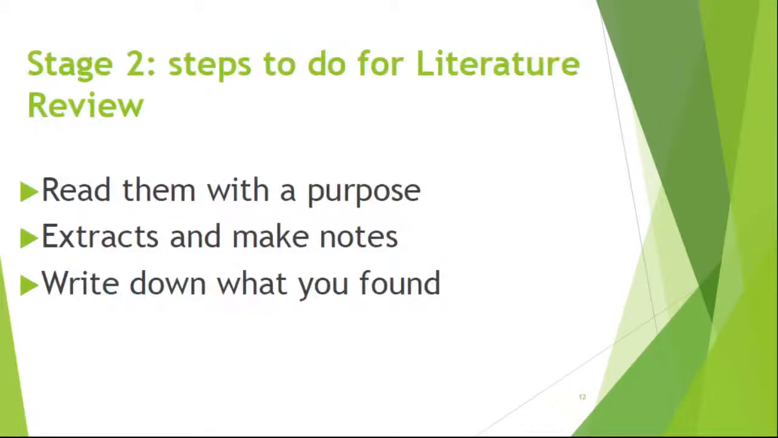Next, after you get enough papers, 3 papers, 5 papers, 10 papers, we have to go back to stage 2. We have to do the literature review. When you read, make sure you read with a purpose. You are not reading page 1 to page 10, but you read and abstract the important notes or the important information that you're looking for. Then after you abstract it out, write it down. Write down what you have found.